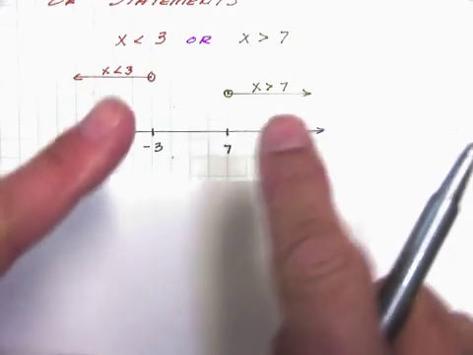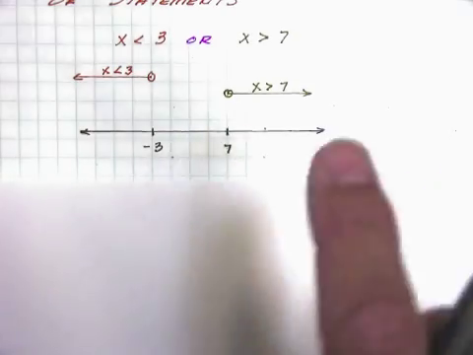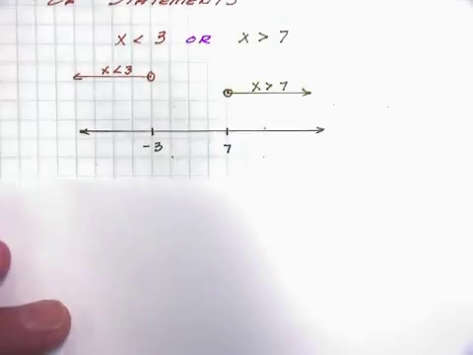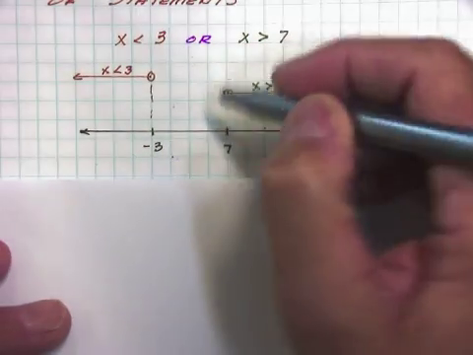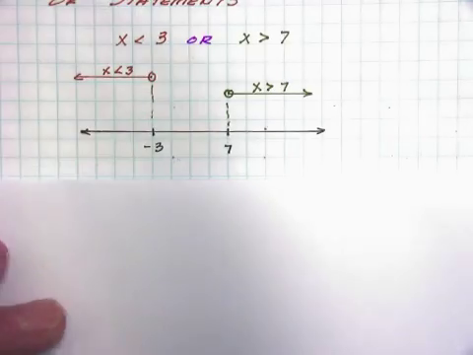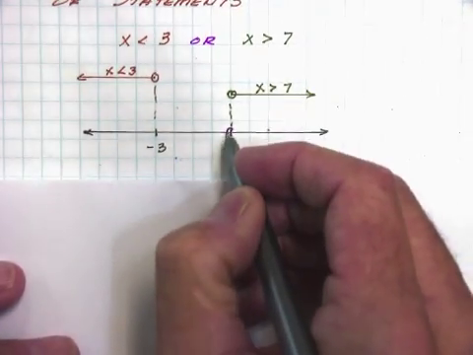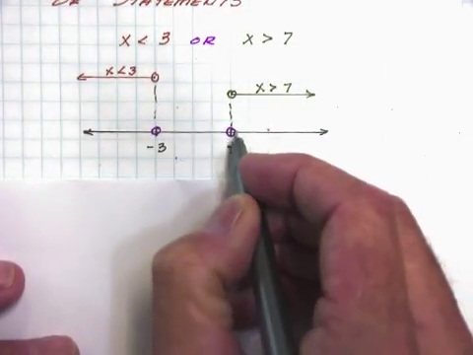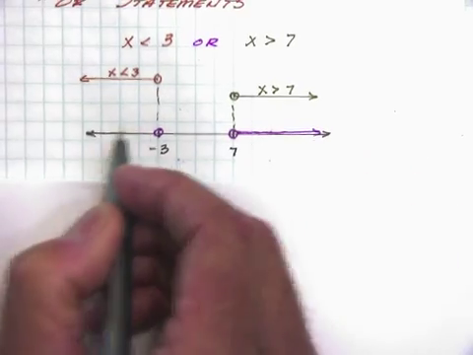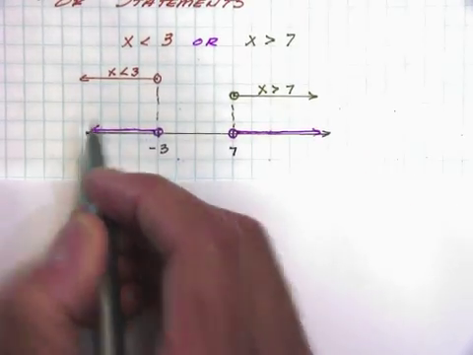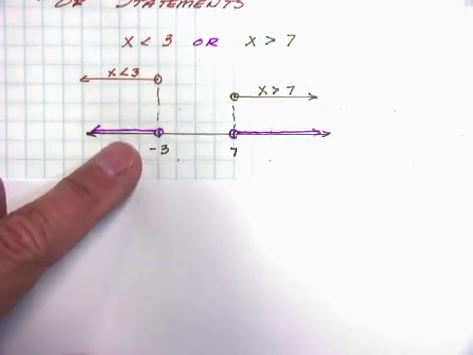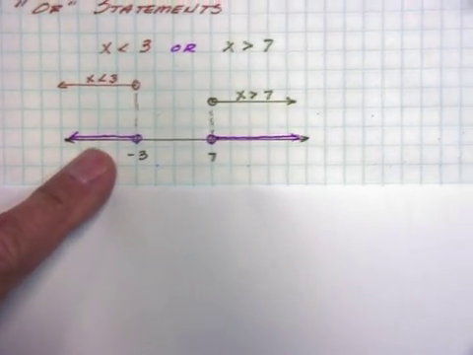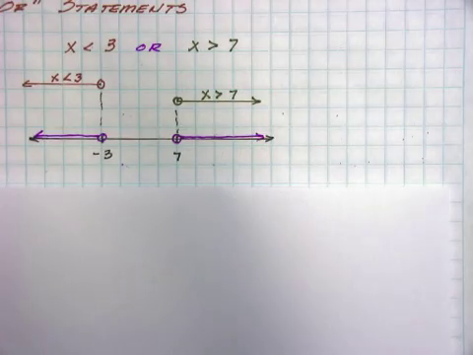We're going to bring those down, but now this time we're not looking for overlap. What we're looking for, we're just bringing everything down. We don't have to look for overlap in the two graphs because we only have to meet one condition or the other. We don't have to meet both. So we bring this down and we bring this down, and our combined graph looks like this.